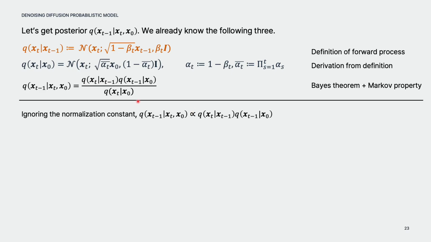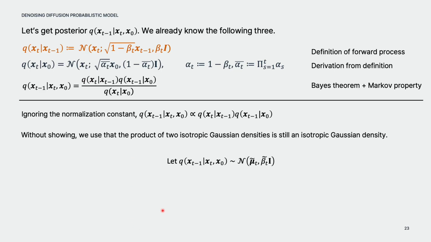So from this Bayes theorem, if we ignore the normalization constant, q of x t minus 1 given x t and x0 is proportional to q of x t given x t minus 1 multiplied by q of x t minus 1 given x0. And without showing, we will use the fact that the product of two isotropic Gaussian densities is still an isotropic Gaussian density. So we could write this density as a Gaussian density of mu tilde t and beta tilde t times identity.